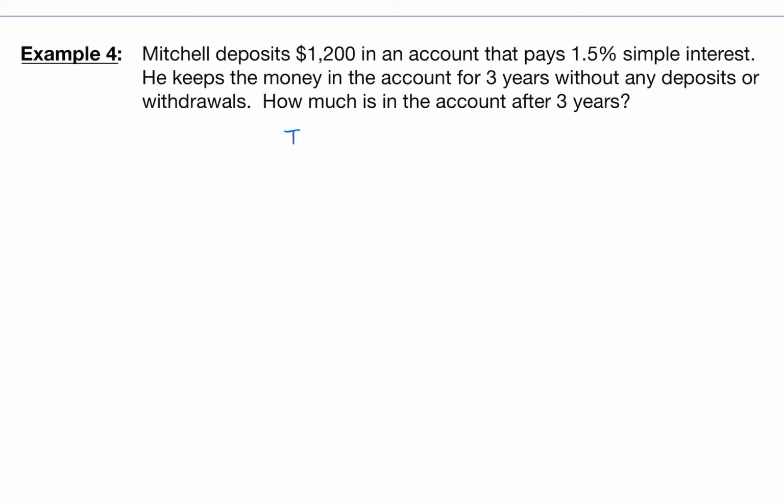So we're going to start with the simple interest formula, which is I = PRT. So we're calculating I, so we want to know what the interest amount is, and that's going to be based on the $1,200 that Mitchell deposits times the rate, which is going to be expressed in decimals. So that's going to be 0.015. That's your 1.5%, and he keeps it in there for 3 years. So let's go ahead and punch that into the calculator, and when we do, we find that the interest is $54. Now that is not the answer, right?